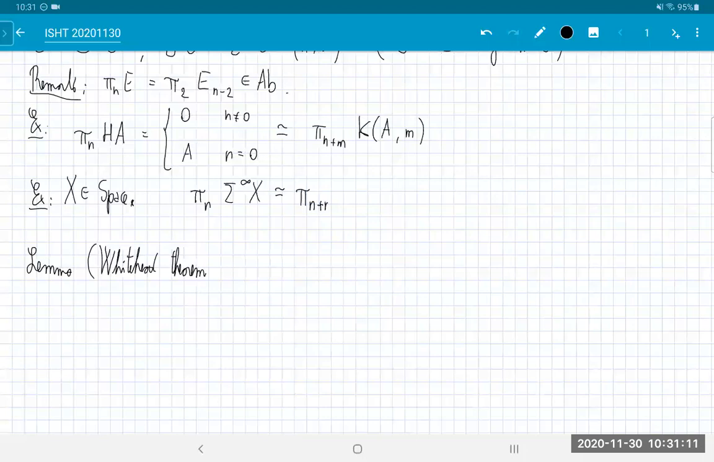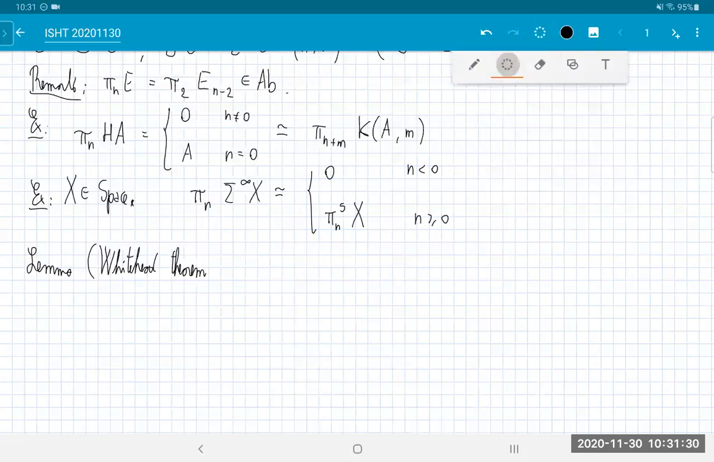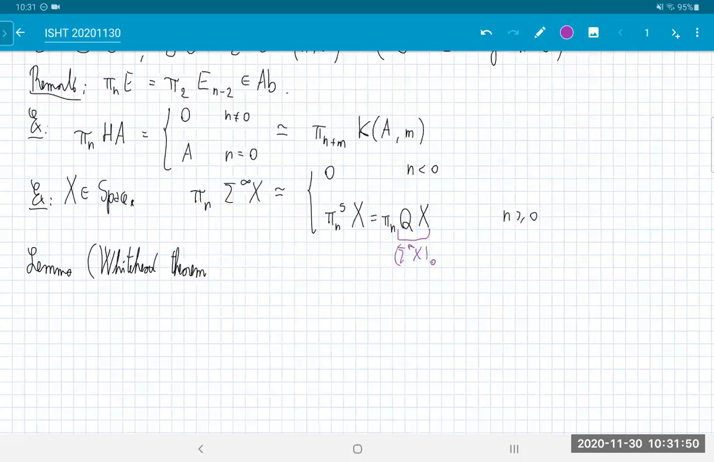Is zero if n is less than zero, and the stable pi n of X for n greater or equal than zero. So you can see that this is because, remember we discussed, this guy is just pi n of Q X, where Q was this omega infinity sigma infinity space we discussed, and that's exactly sigma infinity X zero. And this condition here I leave as an exercise for you. It's not hard.